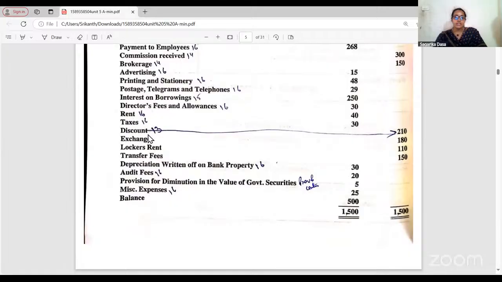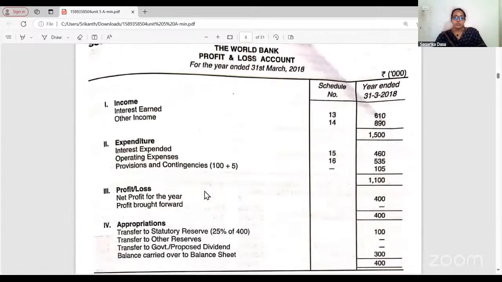Rent, taxes is 16. Discount, because it is given on the credit side, it is 13. If the discount is given on the debit side, it is 16. Then exchange is 14. Locker rent, transfer fees is also 14. It is income. Don't think that because rent is given, it is an expenditure. No, locker rent is an income, it is 14. Transfer fees is also 14. Depreciation is 16, audit fees is 16. Provision for diminution of value of assets, any provision, comes under provisions and contingencies. Miscellaneous expenditure is 16.